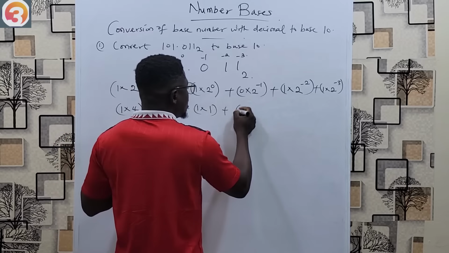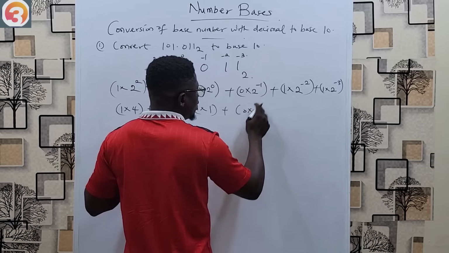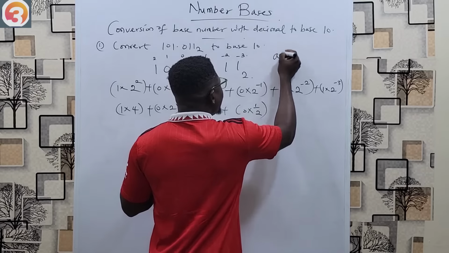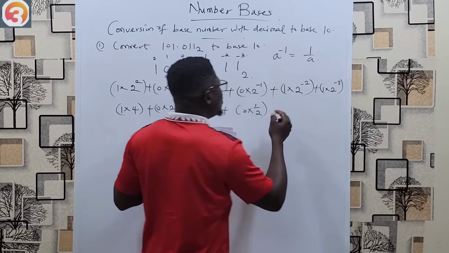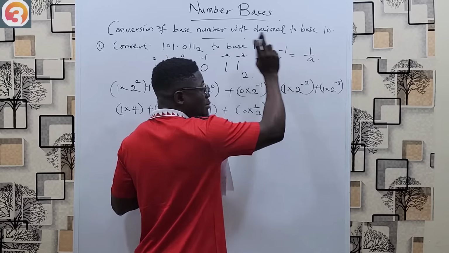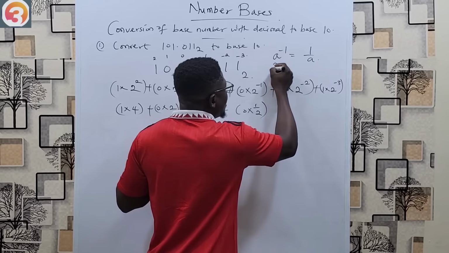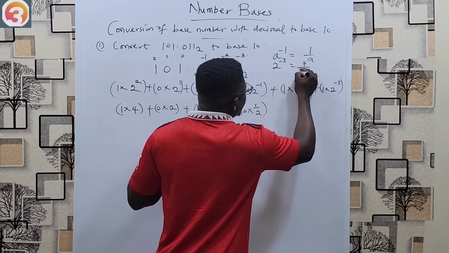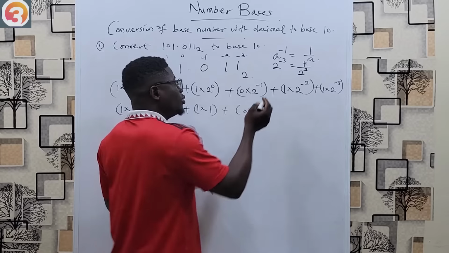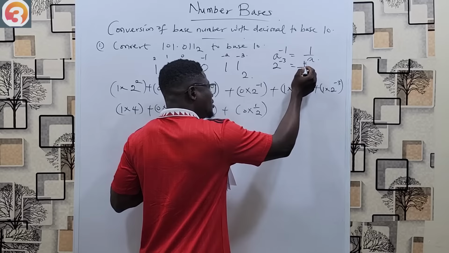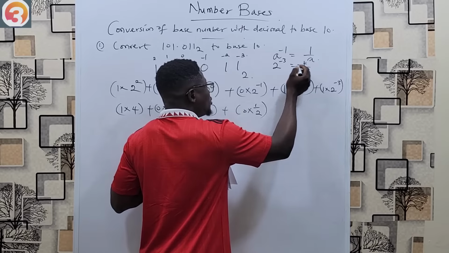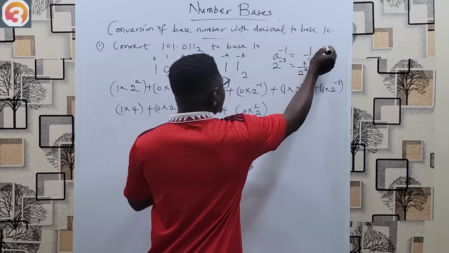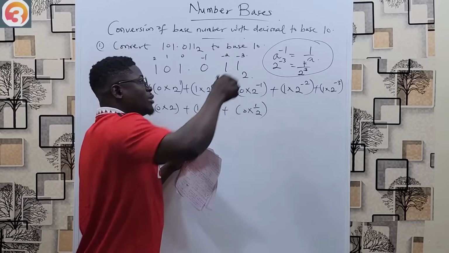Then plus 0 times 2 raised to power minus 1 is what? 1 over 2. There is a rule of indices that says a raised to power minus 1 is 1 over a. So 2 raised to power minus 3 will be equal to 1 over 2 raised to power 3. So the division sign replaces this negative sign. Right? It's as simple as that. So you must know this rule of indices and apply it: a raised to power minus 1 is 1 over a.